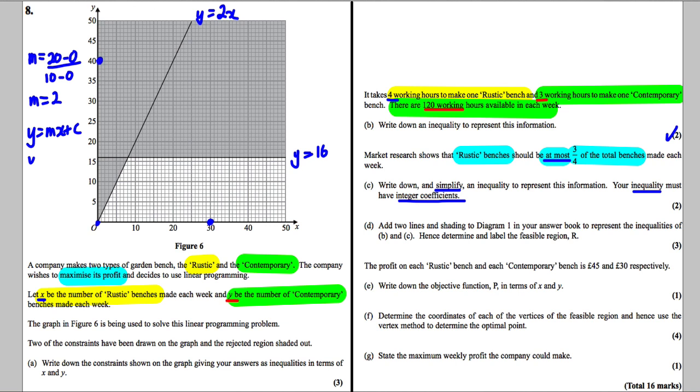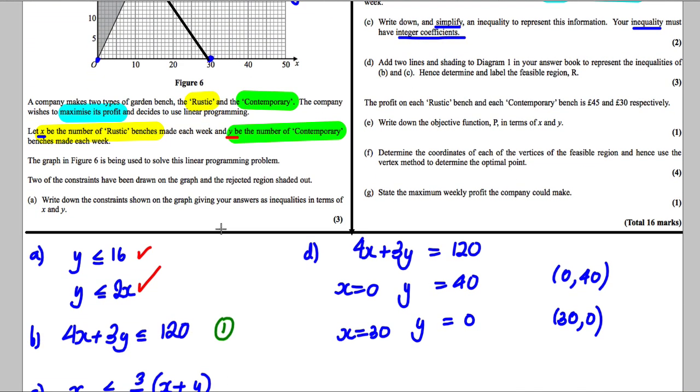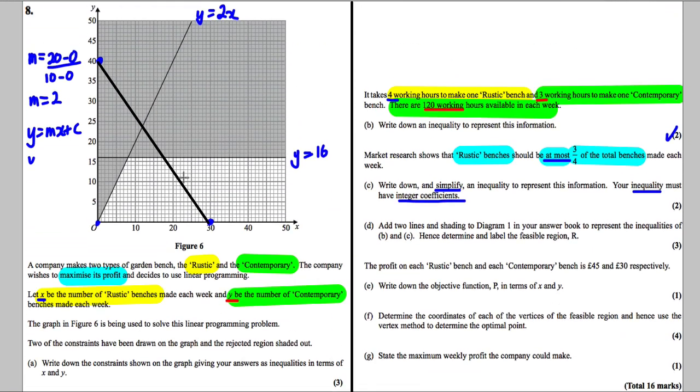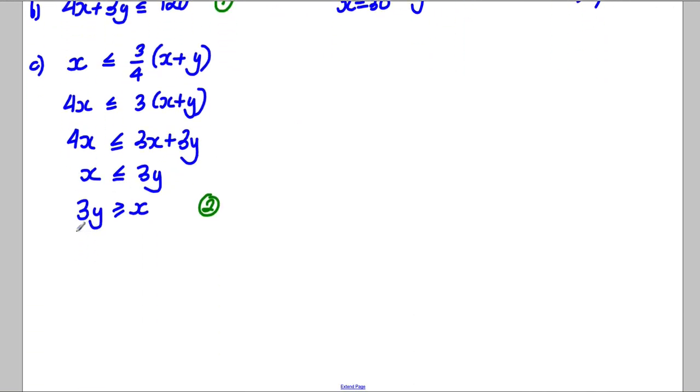We're going to draw a straight line, not dotted, because it's not a strict inequality. And we want 4x add 3y. We want this line less than 120. So we're looking for underneath here. So we're going to shade everything that's over. So this is already shaded, but we're also going to shade this stuff here. And the last one, we want to draw this one here. Okay, we want to draw that one there.